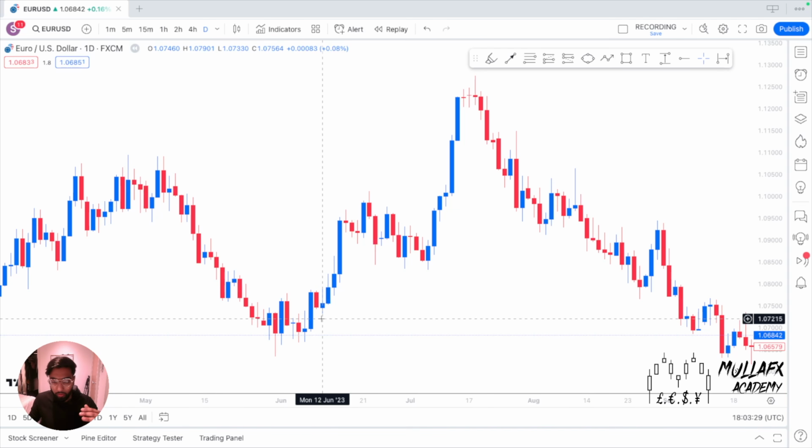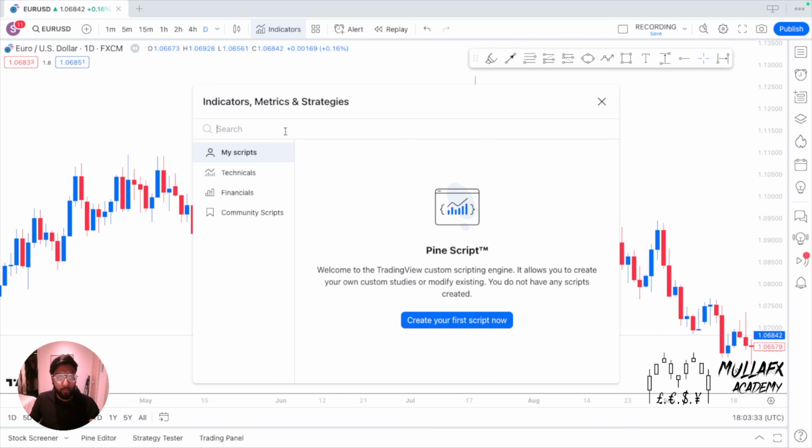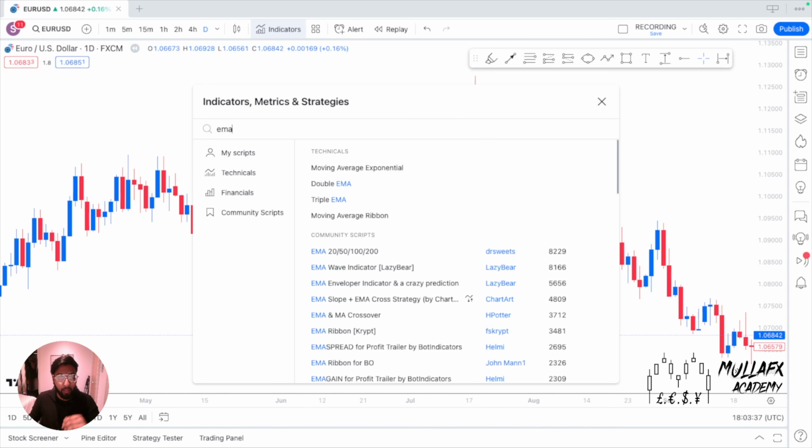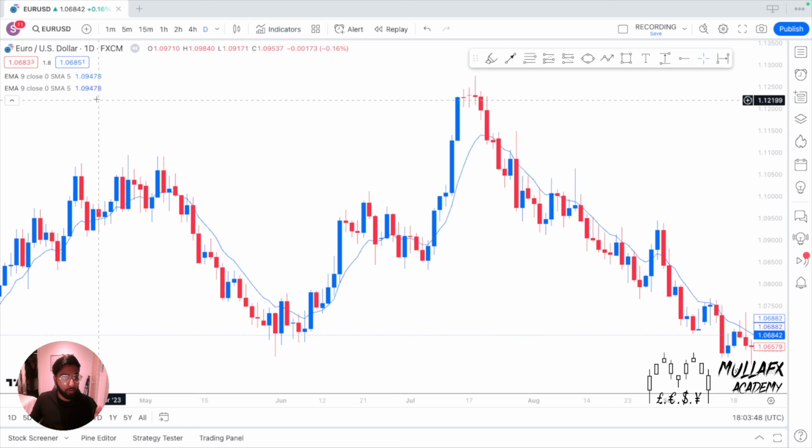Okay, so what do we do? We go on the indicators tool, and what you need to do is search up EMA. As simple as that. It's called the moving average exponential. I don't know why it says it in that way, but in other terms, exponential moving average. Okay, you're going to do that twice.